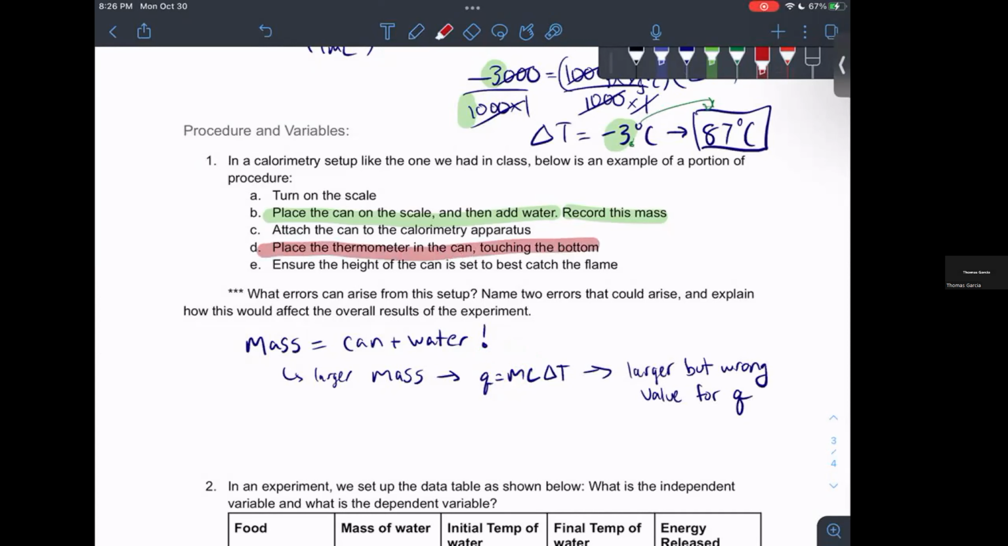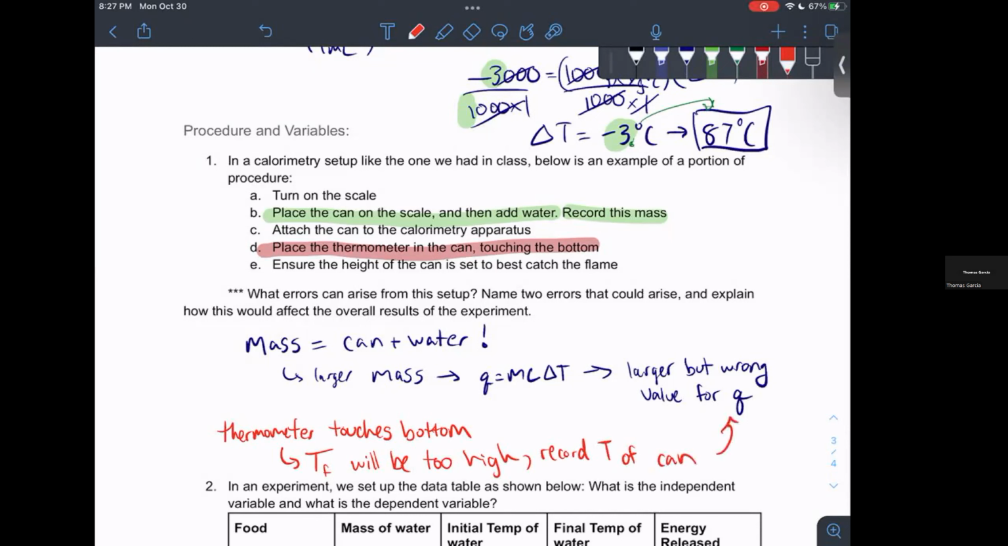All right, the second error is shown right here. Place the thermometer in the can touching the bottom. Ooh, no. If the thermometer touches the bottom, then our temperature final will be too high because we're going to record the temperature of the can, T of can. Once again, that is going to create a larger but wrong value for Q. So those are the two big errors. I'm sure you can find some other minute ones. But those are the errors as well as the explanation, and that's specifically how it would affect the overall experiment. Both of these would create larger wrong values for Q.